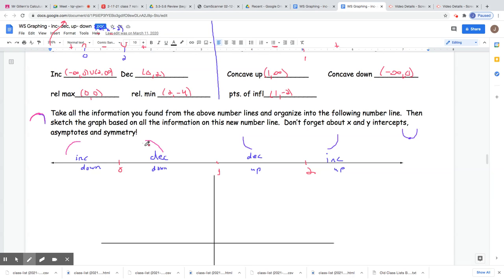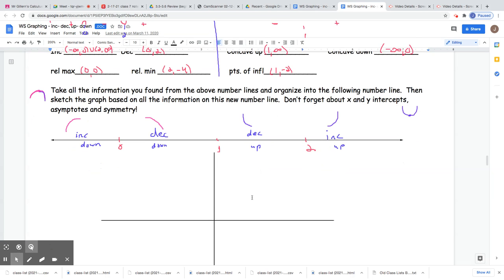The reason we start with this is because it gives us all 4 of them all in one. You're not always going to have that. All right, not always going to have it. Sometimes you could have something that's all increasing. There are functions like that, or all decreasing, or always concave up, or vice versa. All right, now once we have our number line, we now get to actually graph.